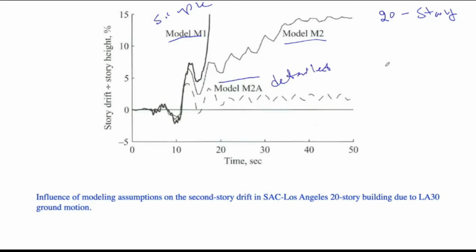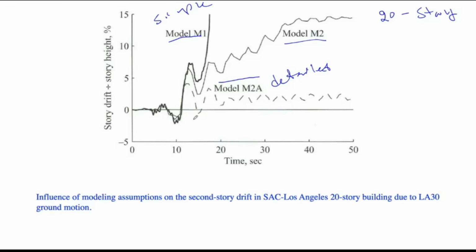So if you do the analysis, what you see there in model 1, after the first yielding, again, model 1 grows rapidly in the direction of the deformation, and the deformation is so high that it causes the instability of the structure.